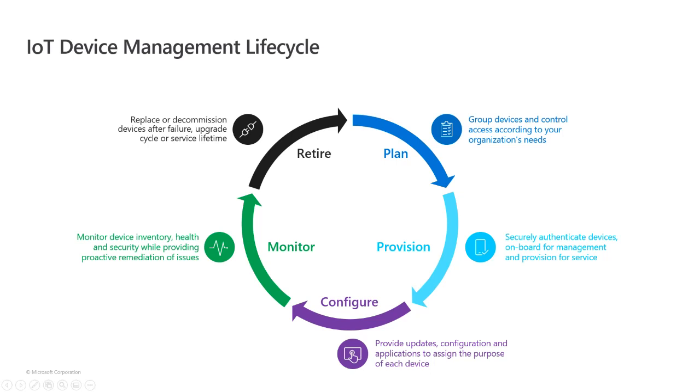So when we think about IoT device management, we think about it in a couple different stages. The first one being the plan stage. This one's all about what are the devices that you have, who should have access to those devices, what is the long-term strategy with these devices. And then the second stage is actually provisioning. This is all about securely authenticating devices, onboarding them for management and provisioning for service. The next part is configuration. So you're going to provide updates and configuration, and applications are assigned with the purpose of each device.